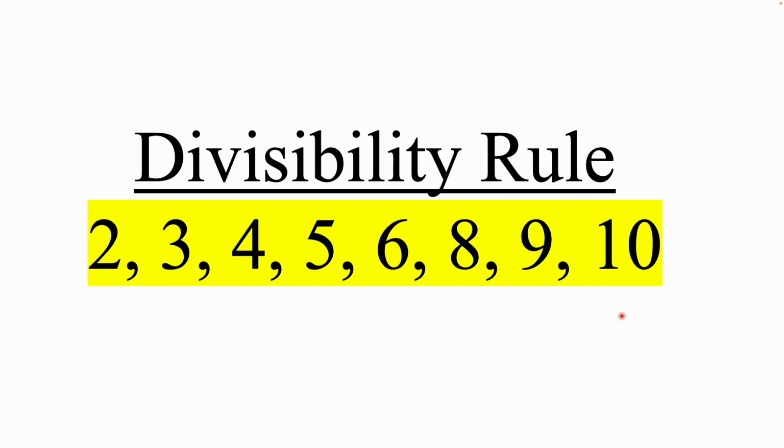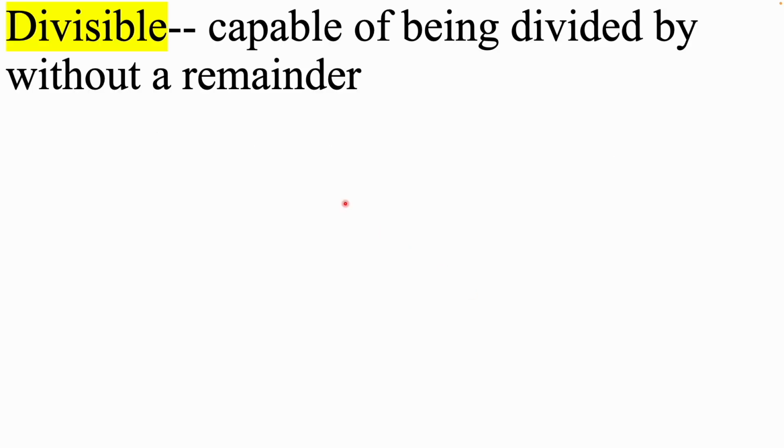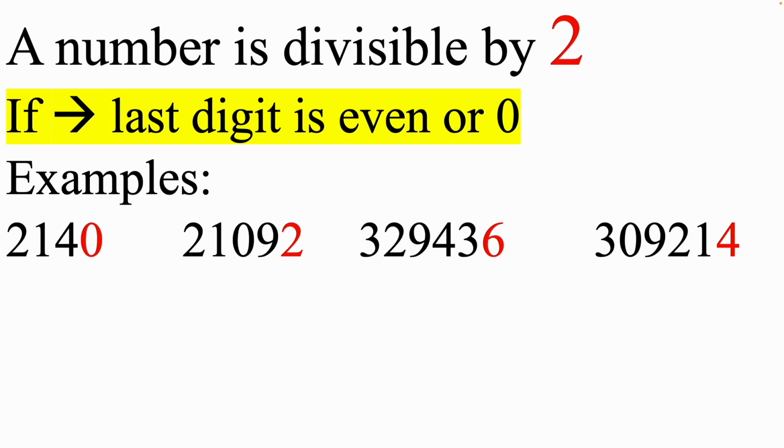Okay, in this video, we're going to go over various divisibility rules, and so let's begin. So divisible means capable of being divided by without a remainder. So a number is divisible by 2 if the last digit is even or 0. So for example, 2,140 you could divide by 2, 21,092 you could divide by 2, and then the last two numbers, it has a 6 and a 4, which are both even, so they are divisible by 2.